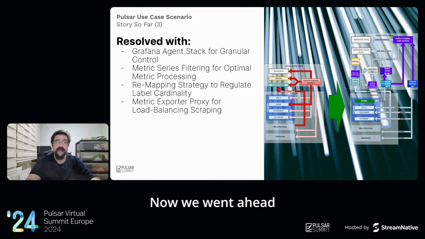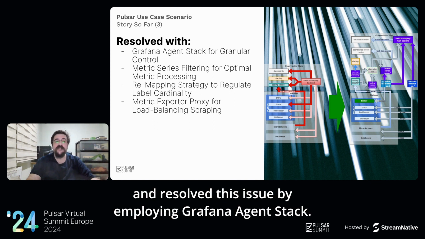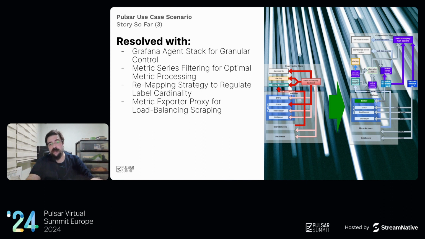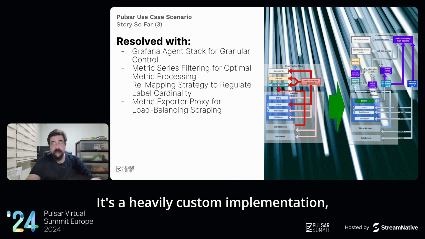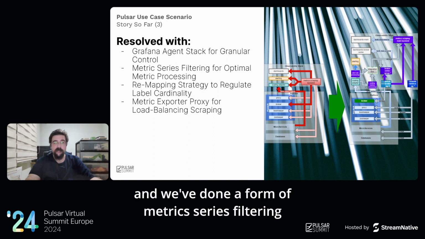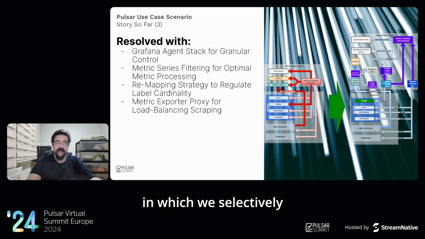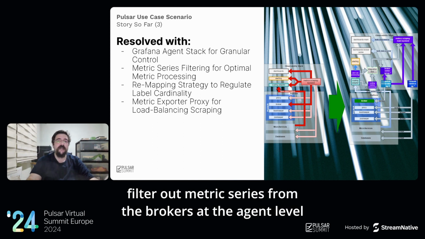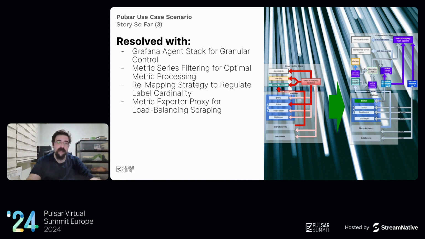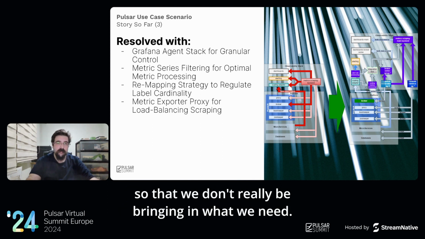We went ahead and resolved this issue by employing Grafana's agent stack. It's a heavily custom implementation, and we've done a form of metric series filtering in which we selectively filter out metric series from the brokers at the agent level, so that we only bring in what we need.